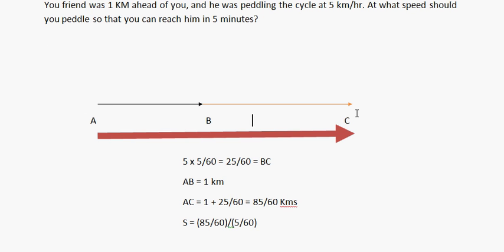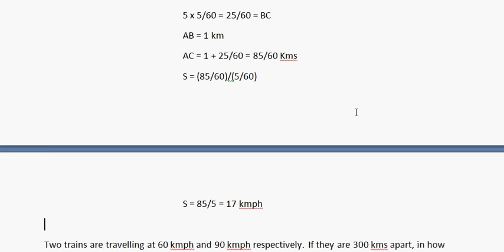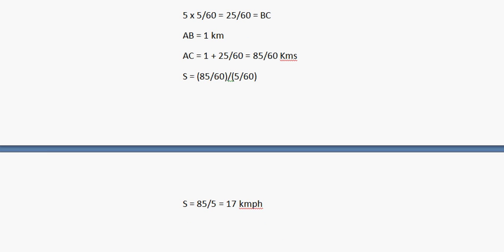So if we write the equations, after any time t he is traveling 5t, and you are traveling st. So this is the difference between you, and this has to be 0.